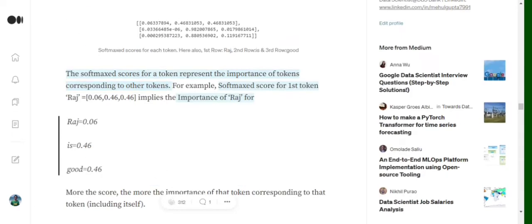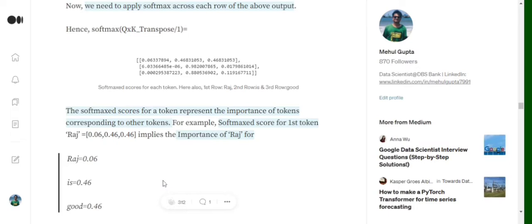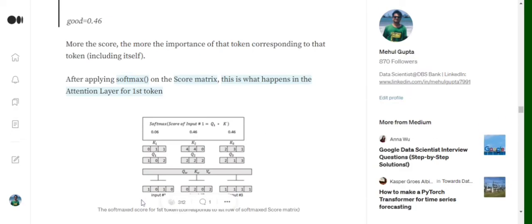So if our first token is Raj, you can see the first row after applying the softmax function, we are getting this entry 0.06, then 0.46, 0.46. It implies that the importance of Raj for Raj is 0.06, for "in" the sentence is 0.46, and for "good" is 0.46, making sense. So for each token pair that can be formed, we are getting the importance value. The key for this token is how important this token is to the other tokens in the sentence.